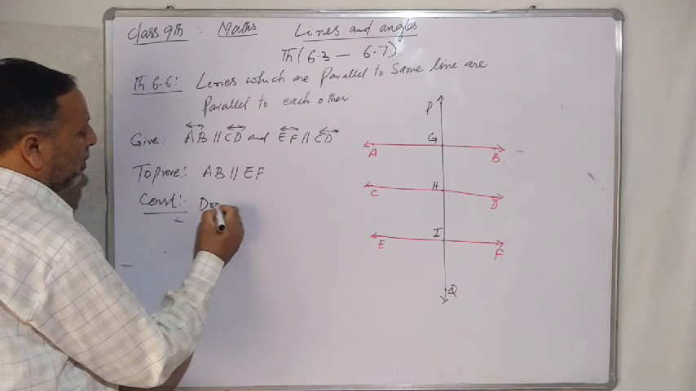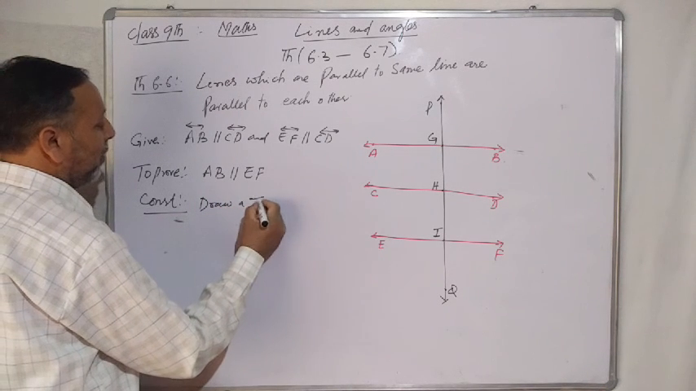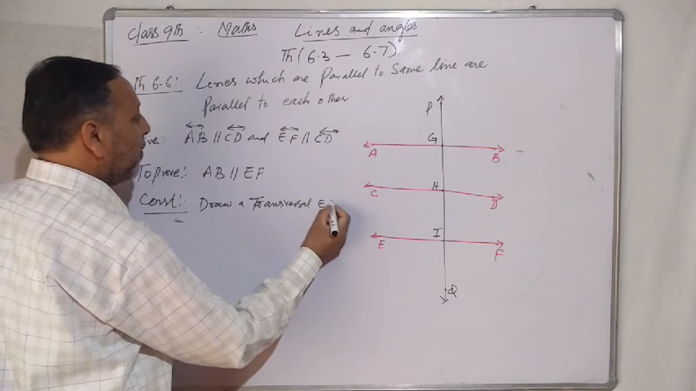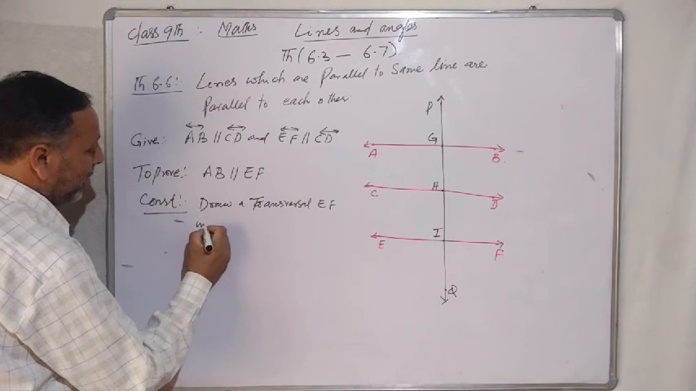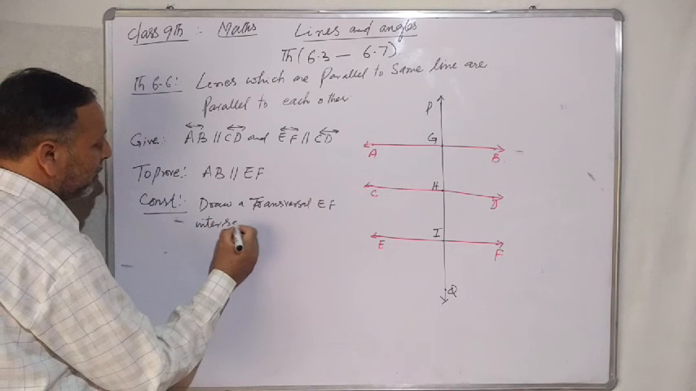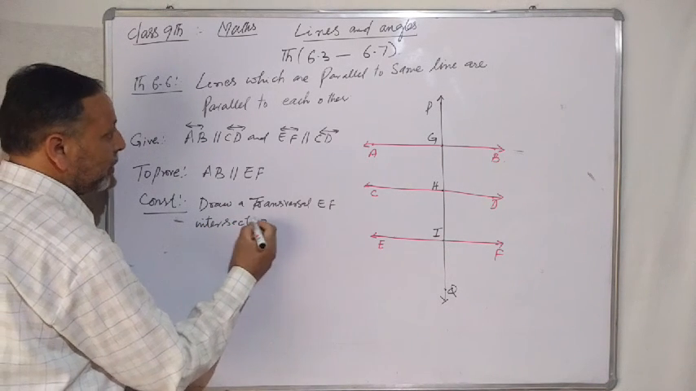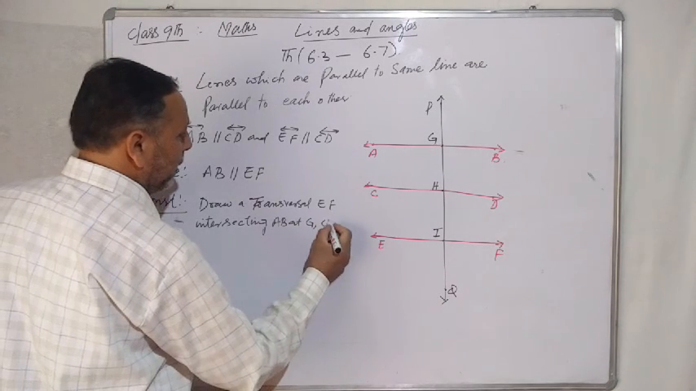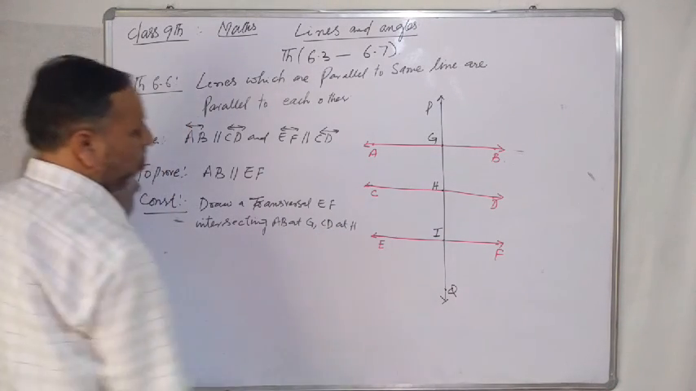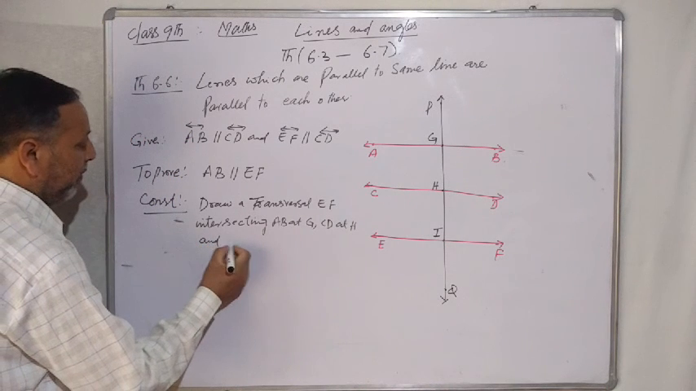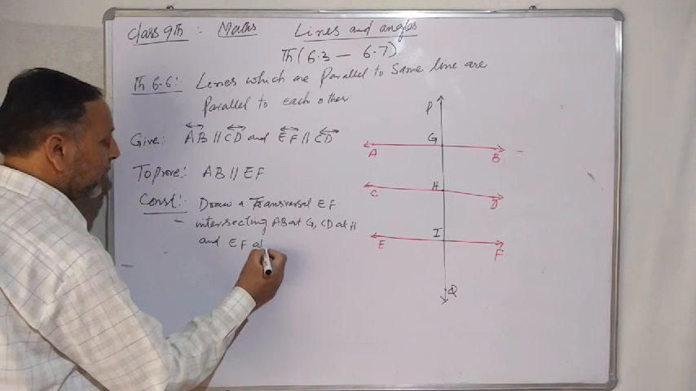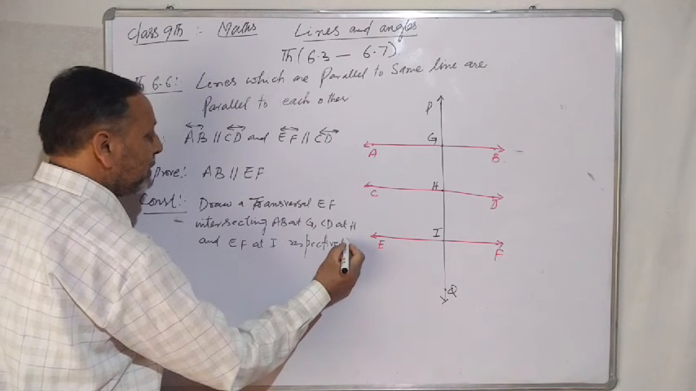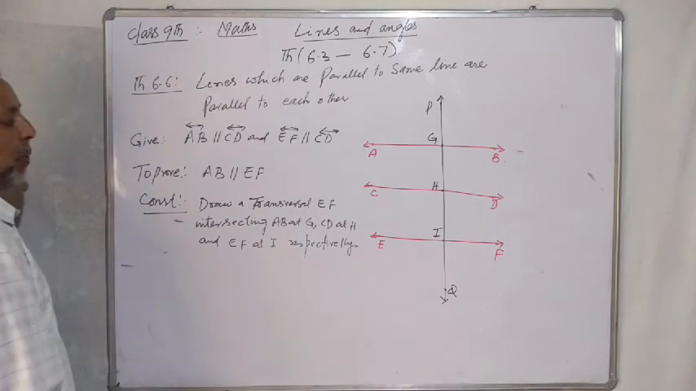Draw a transversal PQ intersecting AB at G, CD at H, and EF at I, respectively. Now the proof.